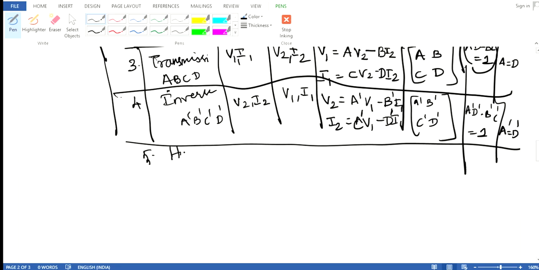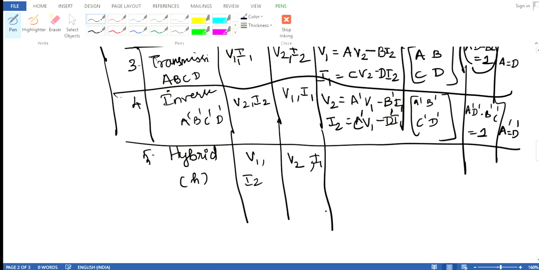Fifth one, hybrid parameters. Hybrid letter is H. The combination for the hybrid parameter is V1 and I2. V1 is already over, so the other side is V2, comma I1. Can you tell me the equation?